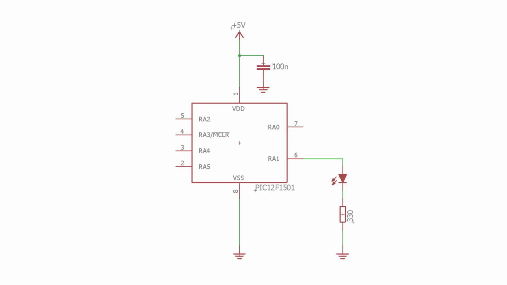Here's a circuit for this example. It's pretty simple, eh? Just power the PIC from a 5V supply, add a decoupling capacitor on the power supply, and drive the LED directly from one of the output pins via a current limiting resistor.